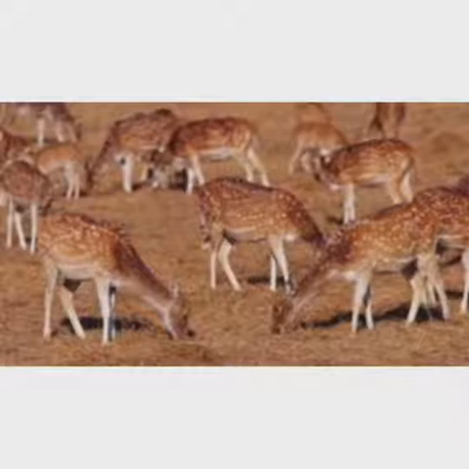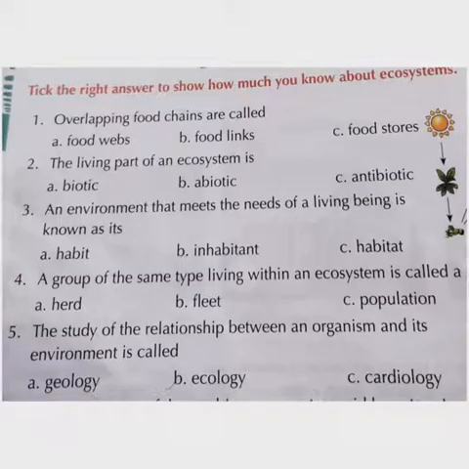So a group of individuals of the same species living at one place is a population. Okay, so which is the correct answer? C is the correct answer. A group of the same type living within an ecosystem is called a population. Mark the answer C. Okay, look at the fifth one.